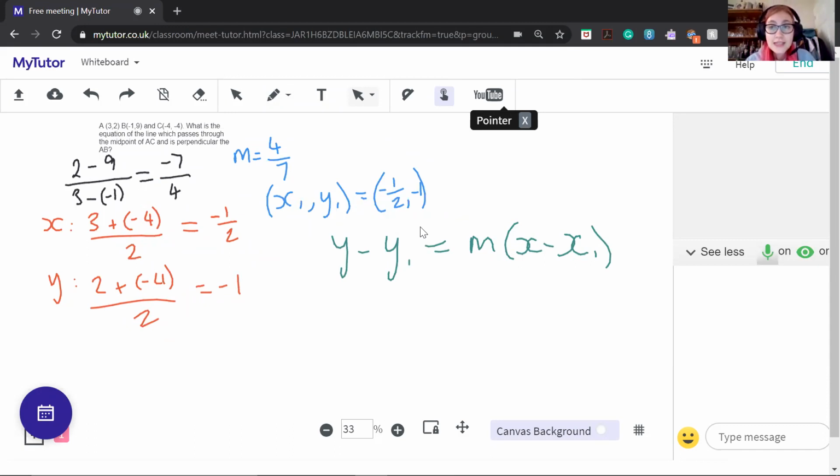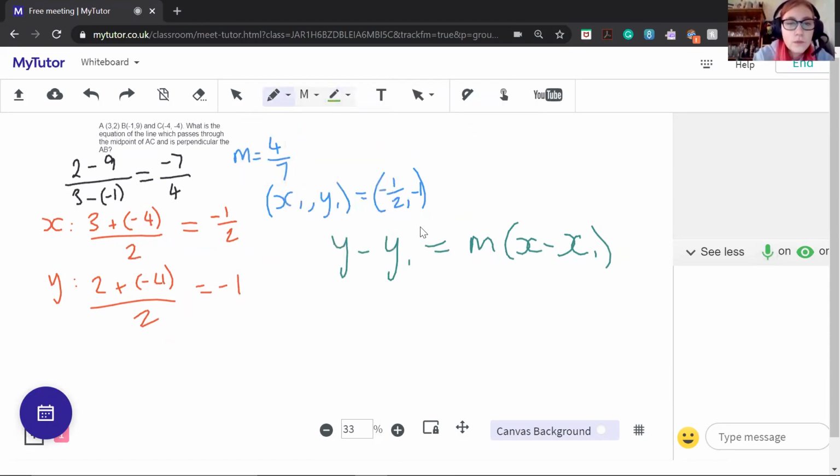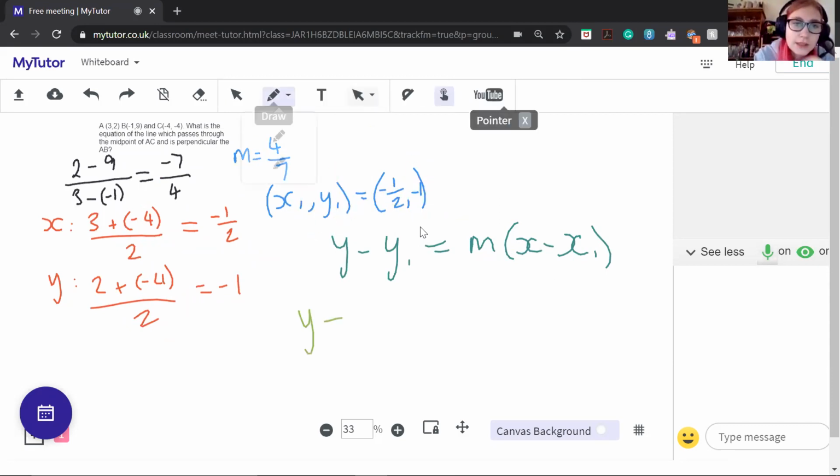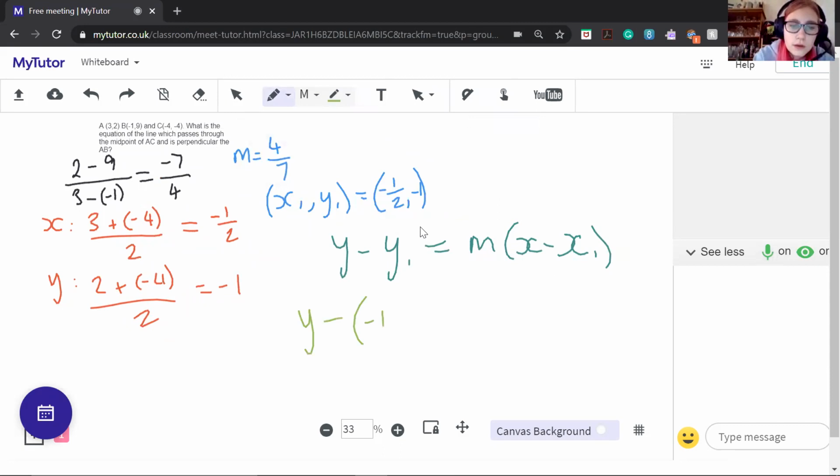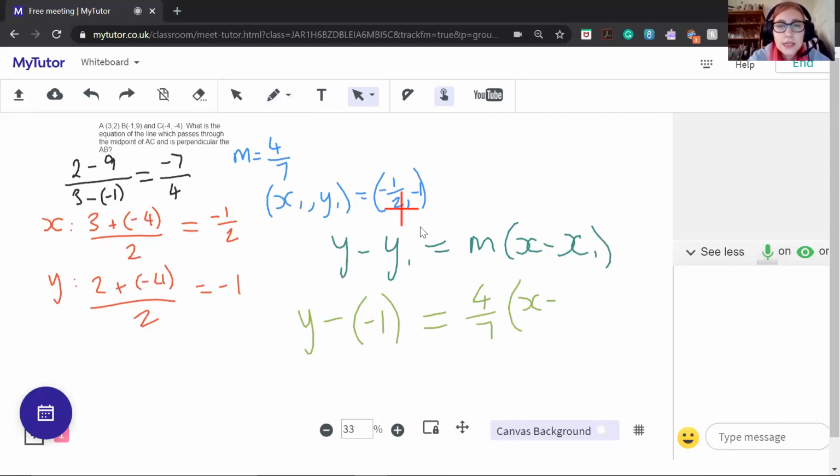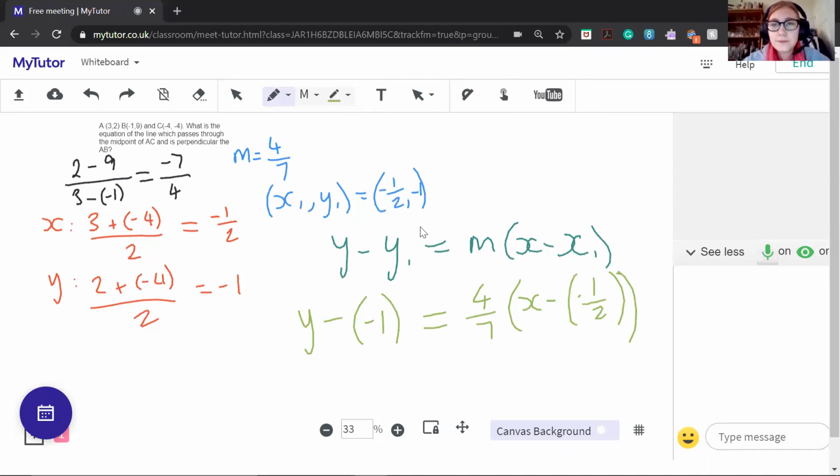So let's just go ahead and substitute in the information that we have in here. So we get y minus, well, what's our y1 value? It's the y value of the point that it passes through, so it's -1, equals, and then what's m? It's the gradient of our line, so it's 4/7. And then x minus, what's the x value of the point? It's -1/2. So this is what we get.